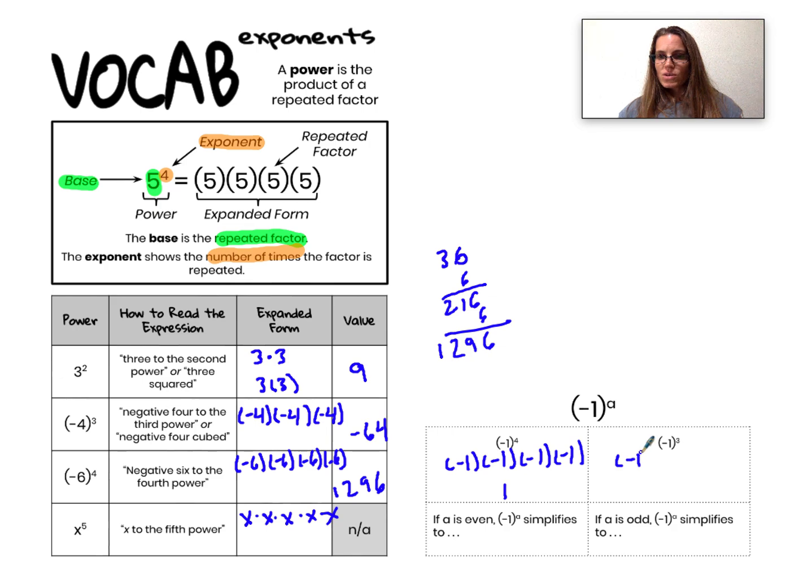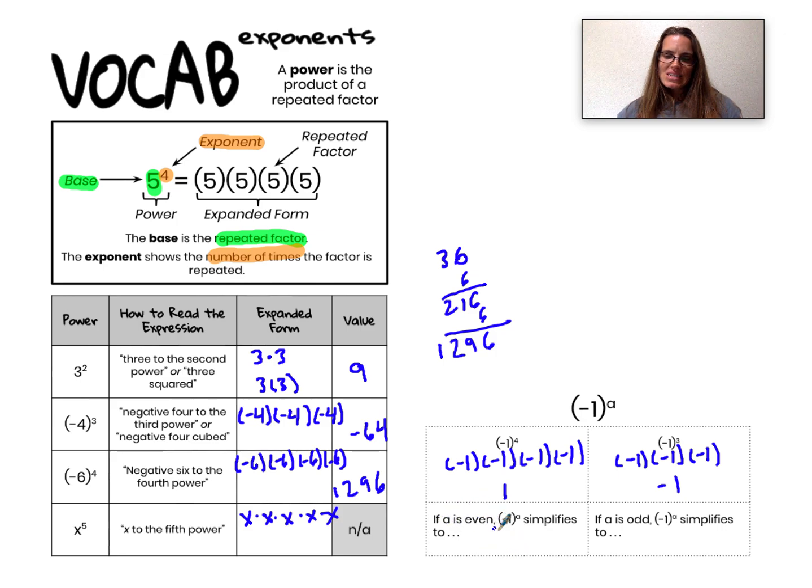What about -1 to the 3rd? -1 times -1 is +1. And then times -1 gives me a value of -1. Let's think about -1 to the 5th. What would that be? -1. -1 to the 6th? +1. So there is a pattern that hopefully you're seeing.